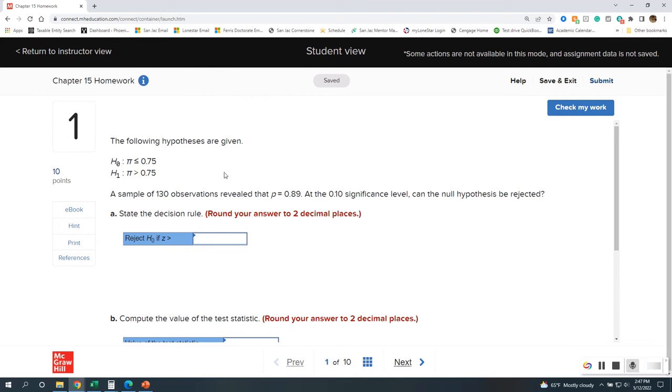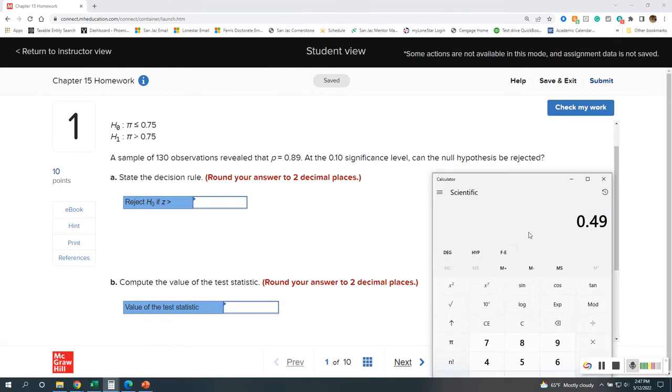So, we have the following hypotheses are given. We have our pi. It's going to be less than or equal to 0.75, or the alternative is greater than 0.75. Sample of 130 observations revealed that there's a probability of 0.89. And we're looking at the 0.10 significant level. Okay.